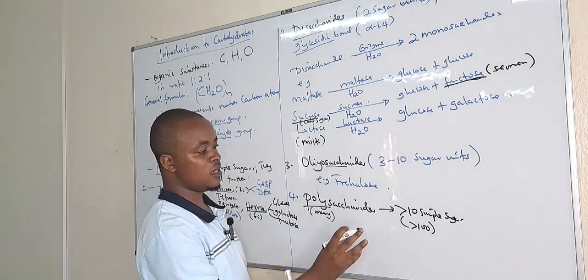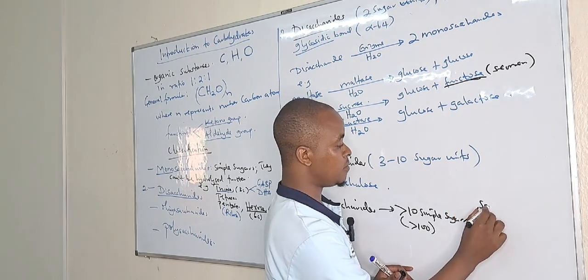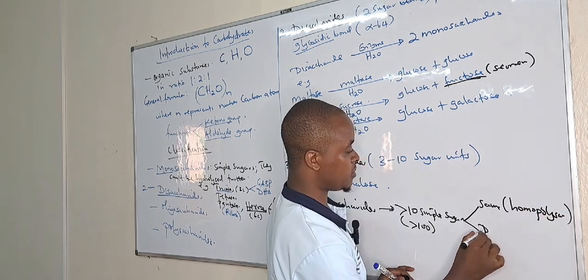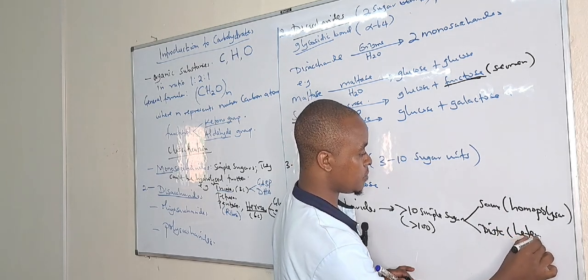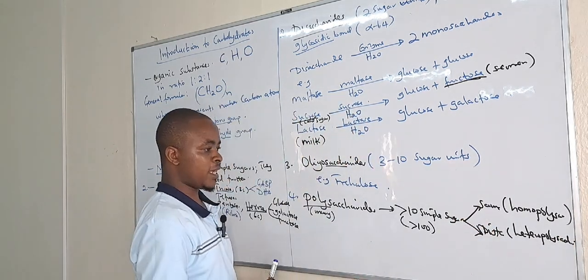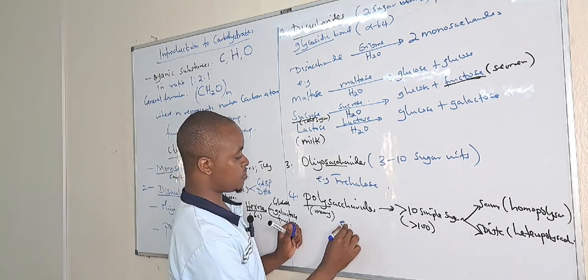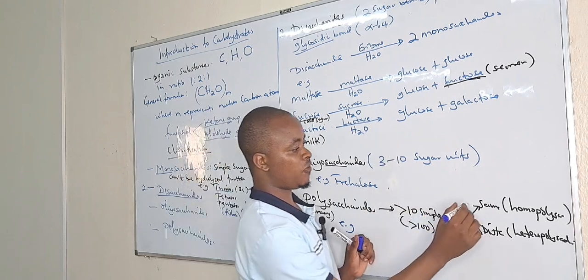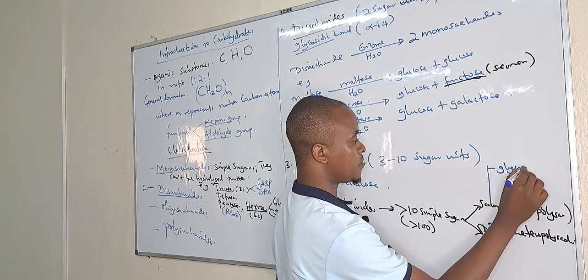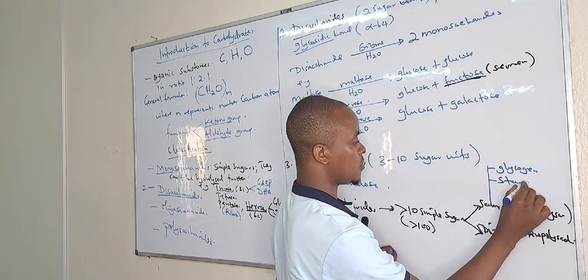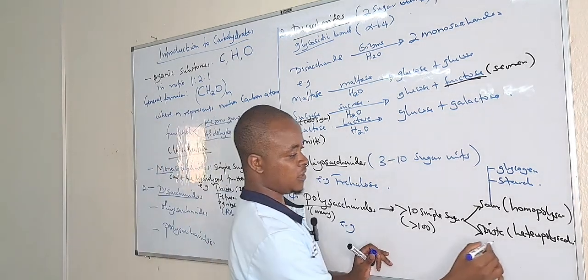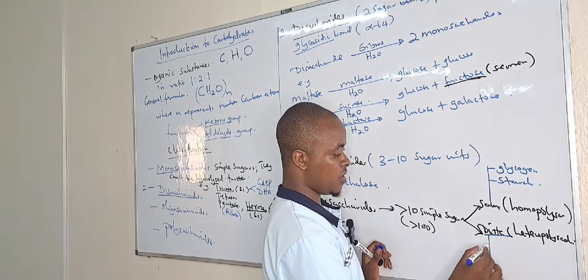Whenever the simple sugars in the polysaccharide are the same, we call them homopolysaccharides. And if the simple sugars are different, we call them heteropolysaccharides. Examples of homopolysaccharides are glycogen and starch.